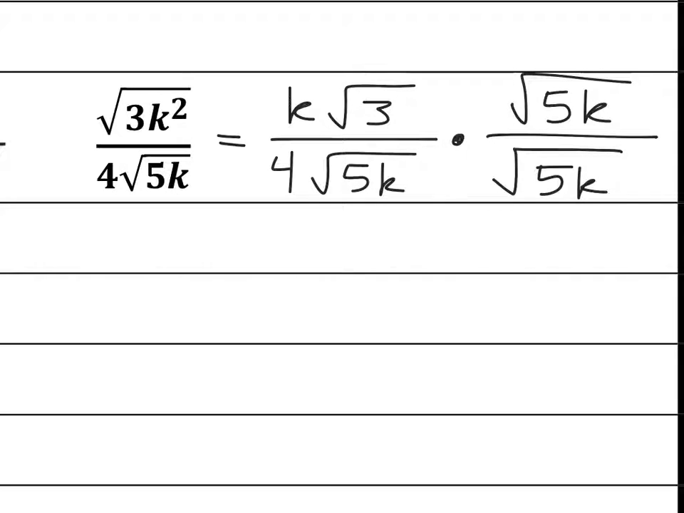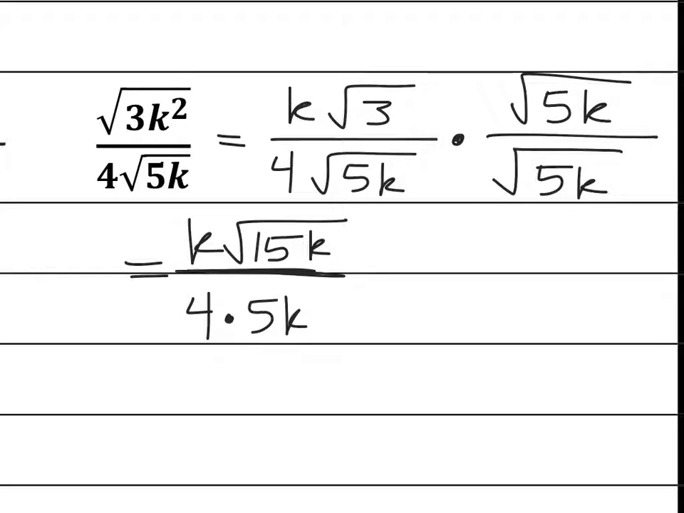So then, remember, inside multiplies inside, outside multiplies outside. So we should be left with, let's see, k is still on the outside. On the inside now, what do we have? 15k. And then on the bottom, you still have 4. But we're multiplying 5k by 5k, which gives me 25k squared, which is going to be 5k. So times 5k. So let's simplify that one more time. K root 15k over 20k.